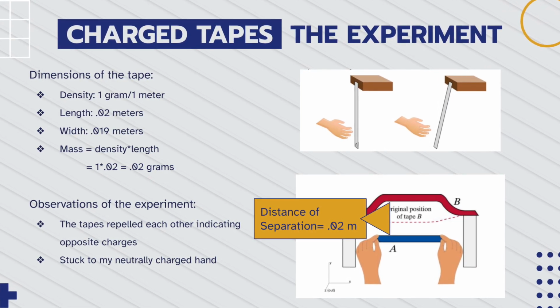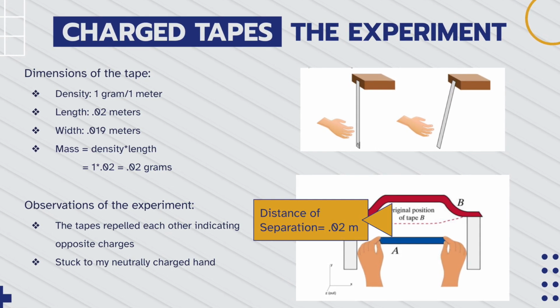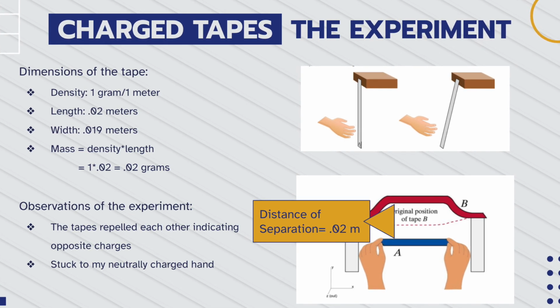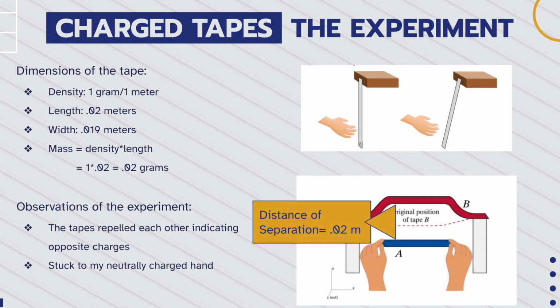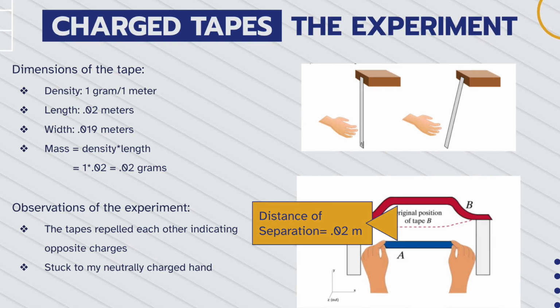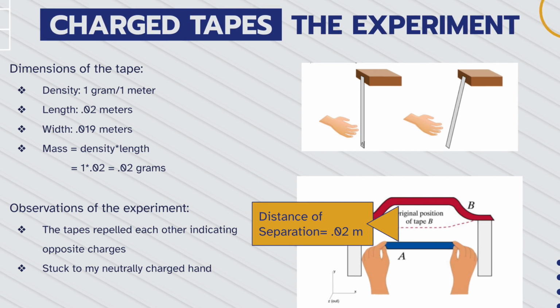To check if the tape was charged, I placed my neutrally charged hand near the tape, and since it was attracted, I knew that the tape was charged. Furthermore, when two pieces of tape were placed next to each other, they were repelled, and that indicated that they have the same charge. When the two charged tapes were placed on top of one another, the higher tape began to float when they were just 0.02 meters away.